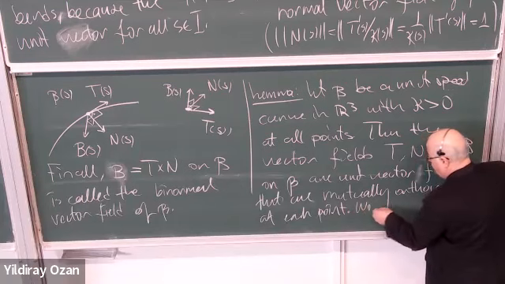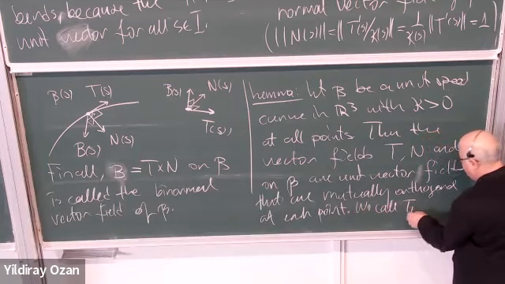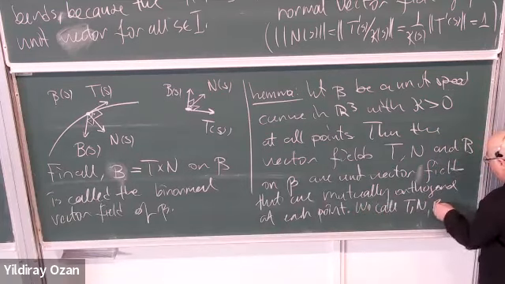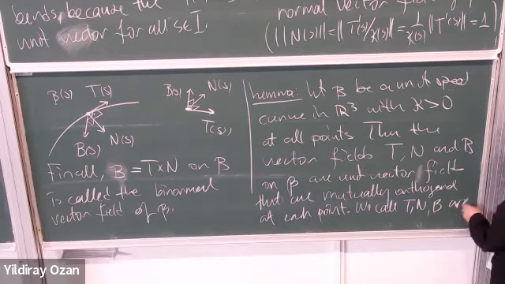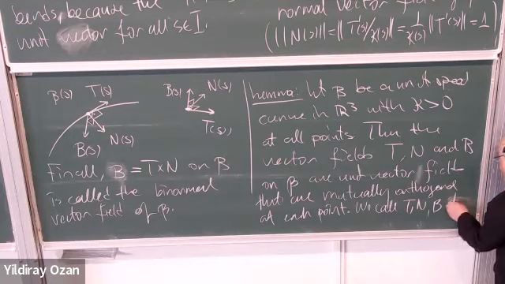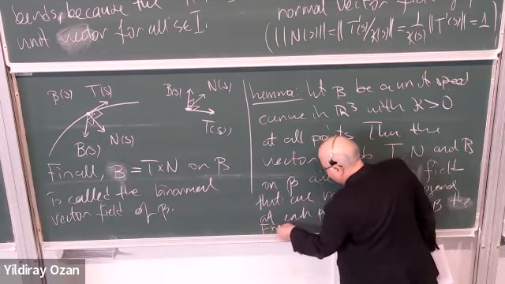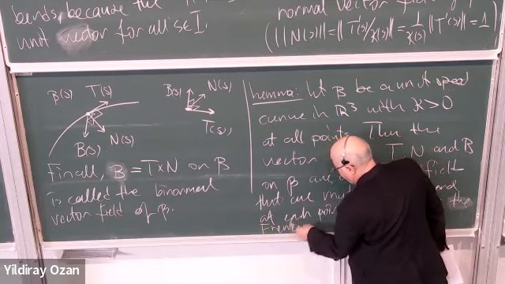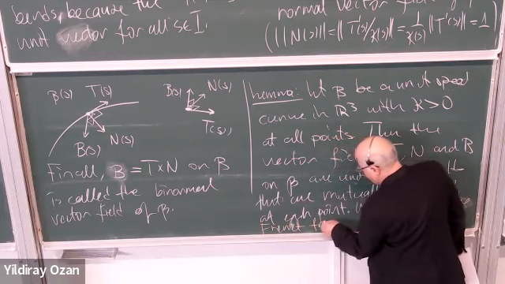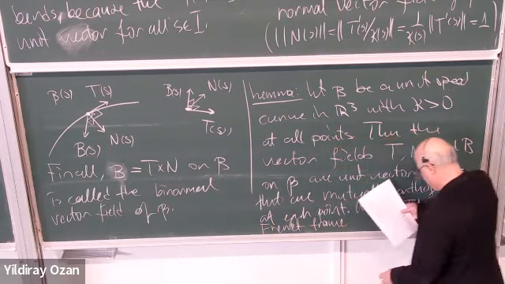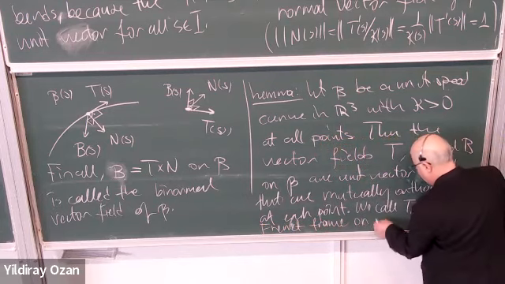We call T, N, and B the Frenet frame. Well, not a Frenet frame, the Frenet frame, on beta.